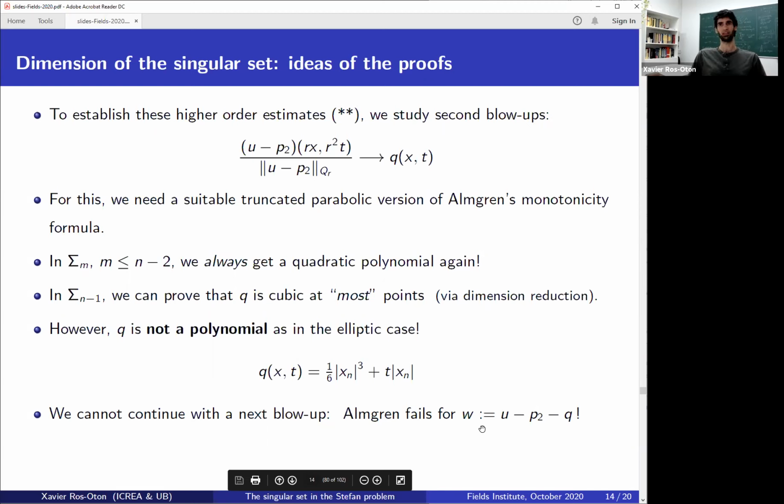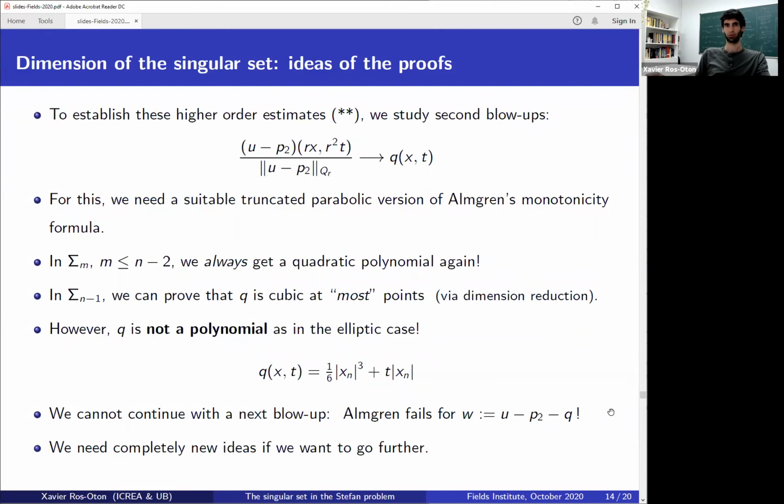Okay, so while in the elliptic setting we manage to subtract the second blow-up and continue to do a third one, here it's impossible to use Almgren because it's simply false. Okay, and this is a big difference. So up to cubic order, you can think that the proof follows the same strategy as in the elliptic case up to order 3. But now if we want a finer understanding of the singular set, we need to do something completely different. We need completely new ideas, and we do need to go further because we want to prove the result in R^3 that I stated before.